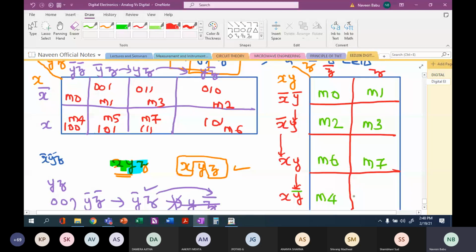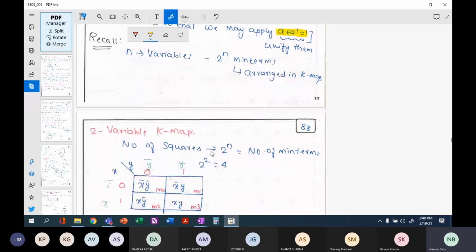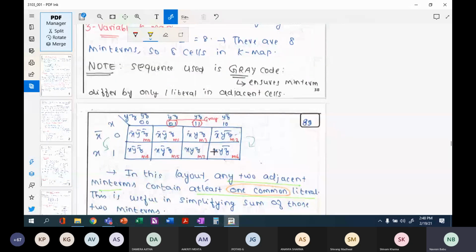Now look at the sequence here. It is M0, M1, M2 and M3, and then M4, M5, M6 and M7. Okay. Any doubt here in making the K-maps? Yeah, that's what I said.